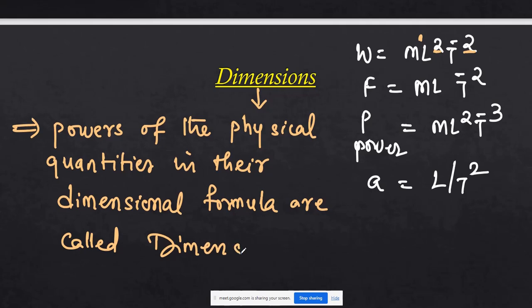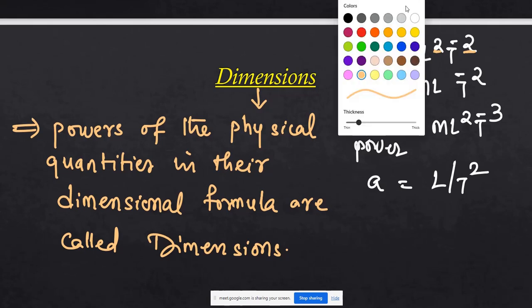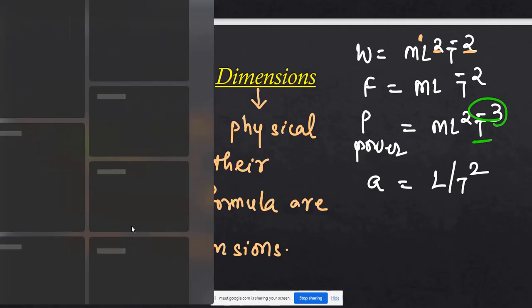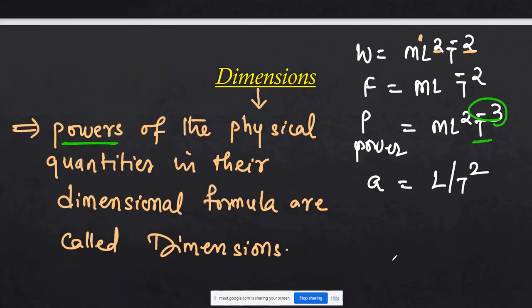So you just have to write the dimensional formula and notice the power. Those powers are called what? Those powers are called dimensions. Simply I can ask you, what is the dimension of time in the power formula? Minus 3. Power is nothing but dimension. Are you clear with the basic part so far?